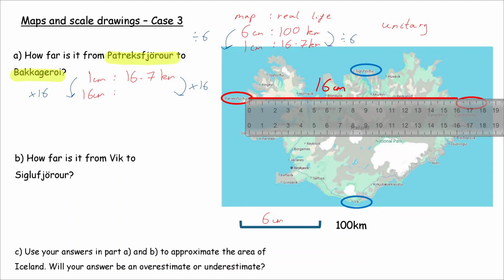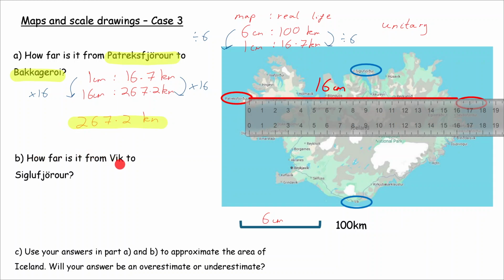16.7 times by 16 is equal to 267.2 kilometers, and that's your answer. So 16 centimeters on the map is equivalent to 267.2 kilometers in real life. So that's your first answer to part A. Let's do it in yellow. There we go. Perfect. Part B, we've got this.